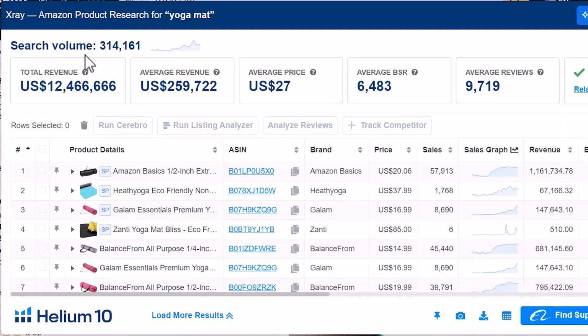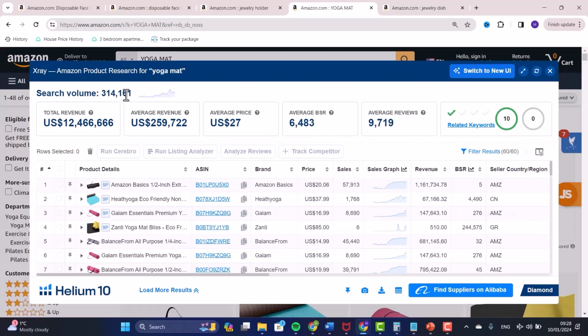So if you look at this term, yoga mat, search volume 300,000. So the search volume of 300,000 is quite a lot. It's huge. So that's a really high demand product. Now in terms of average review, that's 9,000 reviews. So basically you as a newcomer will be competing with an average review of 9,000. So this product would be considered high demand, high competition. So it's not a niche I will go into as a newbie. So that explains what high demand, low competition means.